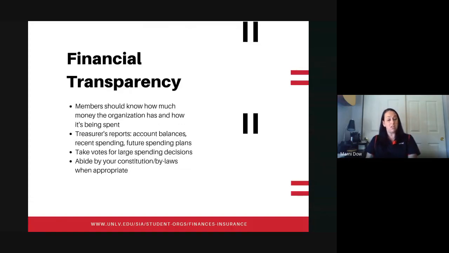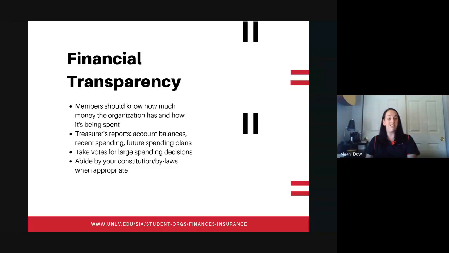A great way to do this is through treasurer's reports. So it can look different for every organization. This can be an update in every e-board meeting. It can be done through email or posts on their involvement center page. But treasurer's reports include things like account balances, recent spending, projected income, what they're going to spend that money on between now and the next report, or now and the rest of the year.